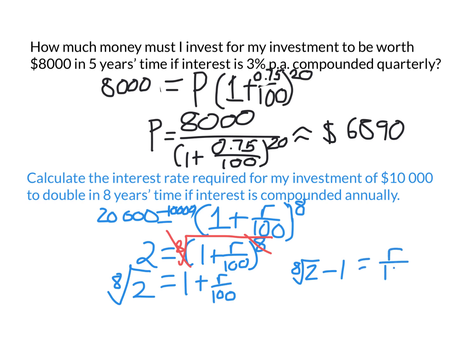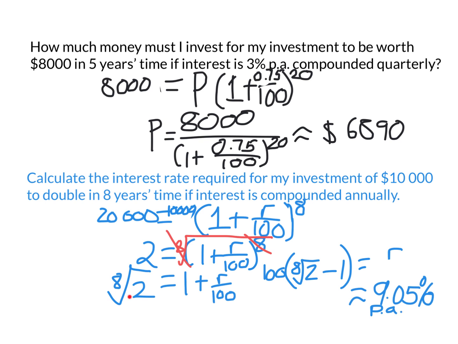Now to get R by itself, the way I undo dividing by 100 is times 100. So I times the left-hand side by 100 and I times the right-hand side by 100. Of course, dividing by 100 and timesing by 100 undo each other. So I've just got R equals 100 times (the 8th root of 2 minus 1). I can put this straight on my calculator, and I get about 9.05, and that of course is a percent because it was compounded annually. That's going to be the rate per year, or per annum.